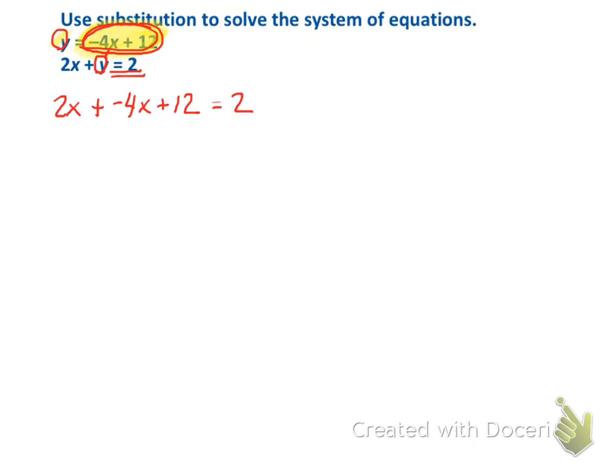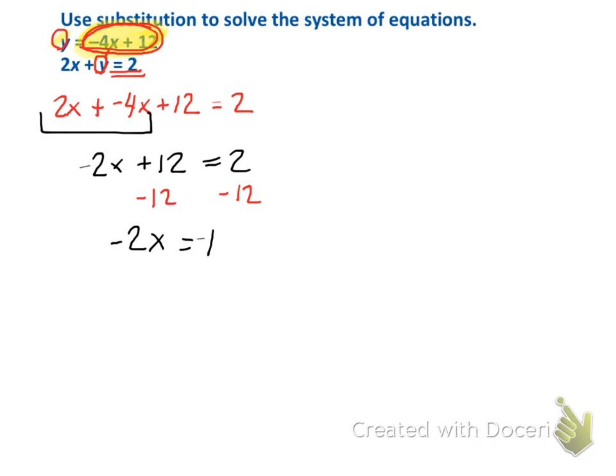Alright, so now we need to solve for x. So I can combine like terms. That'll give me negative 2x plus 12 equals 2. I can subtract 12 from both sides. That gives me negative 2x equals negative 10. Divide both sides by negative 2, and we get x equals positive 5.